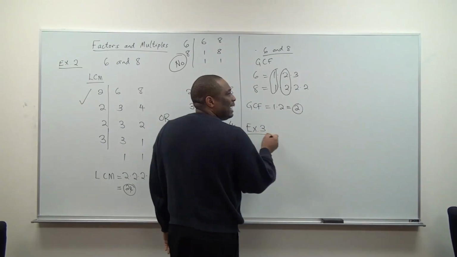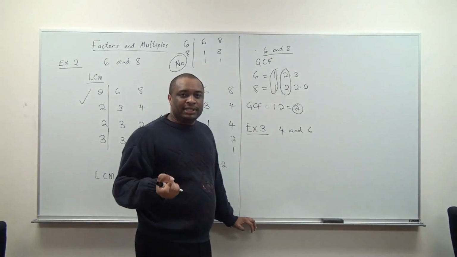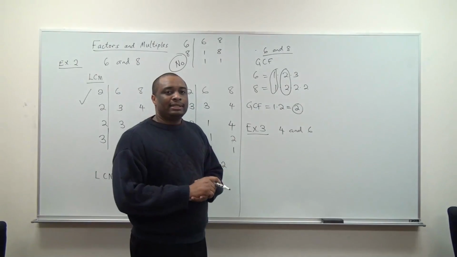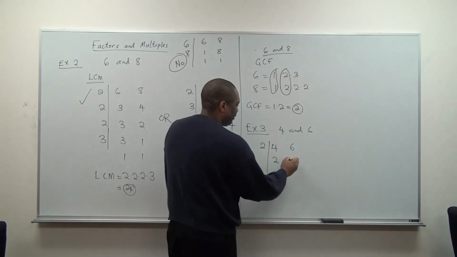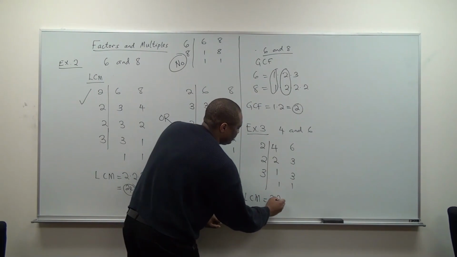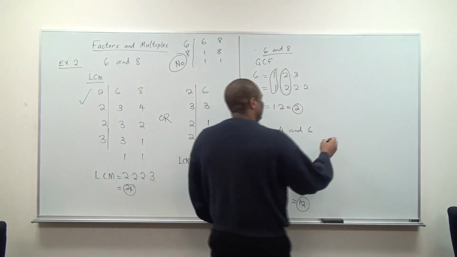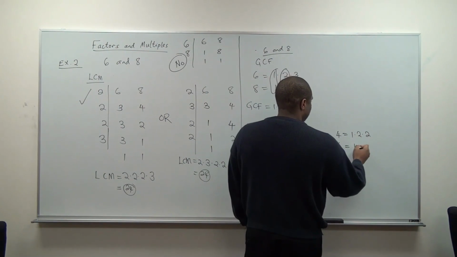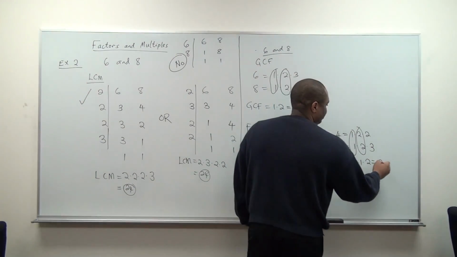Example 3, find the LCM and GCF of 4 and 6. Now, I would want you to pause the video for a while and try and work it on your own, and then you check your answer when you finish working it. Let's find the LCM, 4 and 6. 2 can go into this is 2 and 3. 2 can go again, 1 and 3. 3 will go 1 and 1. So the LCM will give us 2 times 2 times 3. 2 times 2 is 4, 4 times 3 is 12. The LCM is 12. Then the GCF, for the GCF, 4 means 1 times 2 times 2. 6 means 1 times 2 times 3. 1 is common, 2 is common. The GCF is 1 times 2, which is 2.